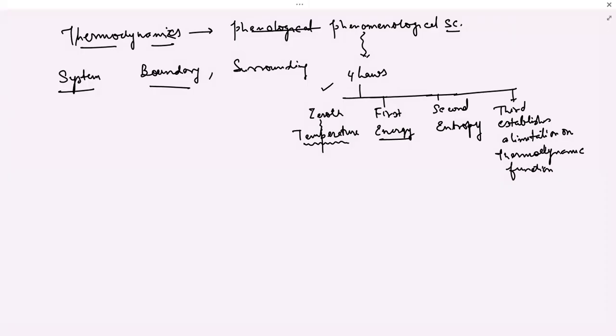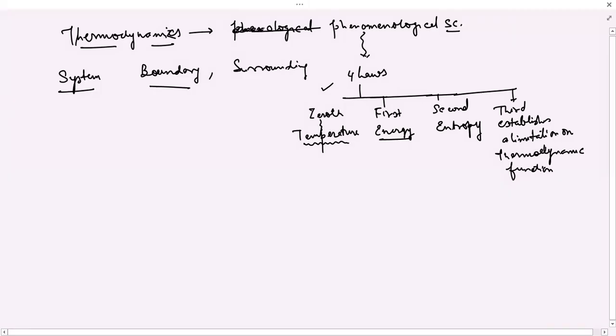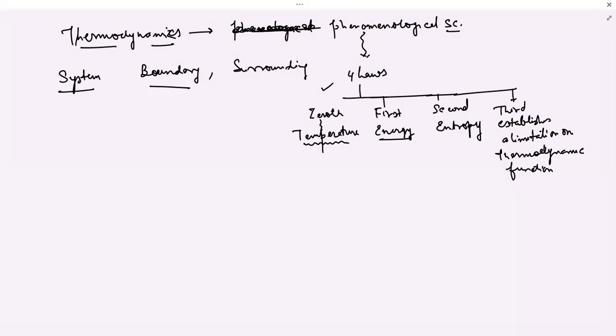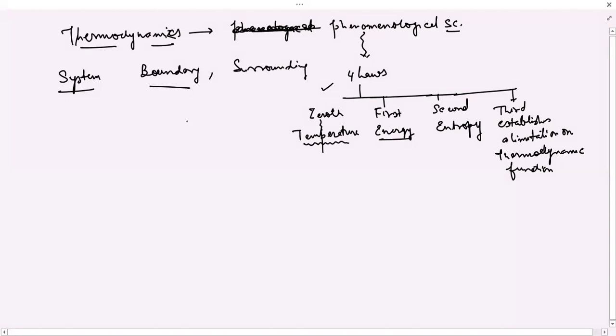and these generalizations are made from experiences. That is, these laws need no certain proof. Therefore, thermodynamics is a phenomenological science. Further, we have also gone through different small definitions like system, boundary, surrounding, etc. And I think we have discussed them in greater detail. In boundary also, we have discussed different kinds of boundaries like adiabatic boundary and diathermal boundaries. We also know that the boundary may be real or may be imaginary.